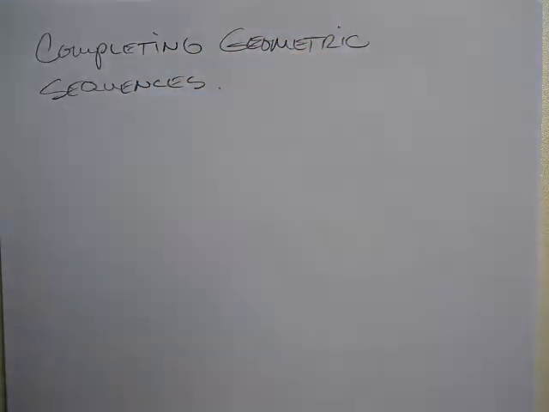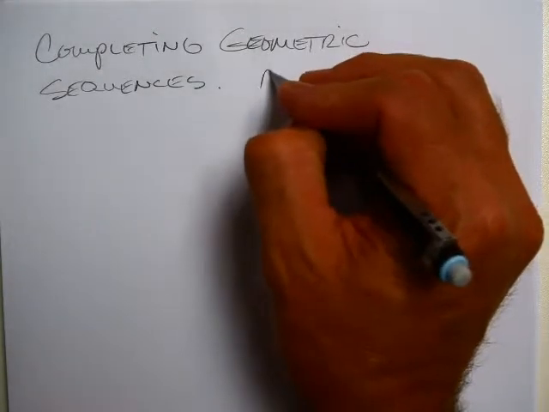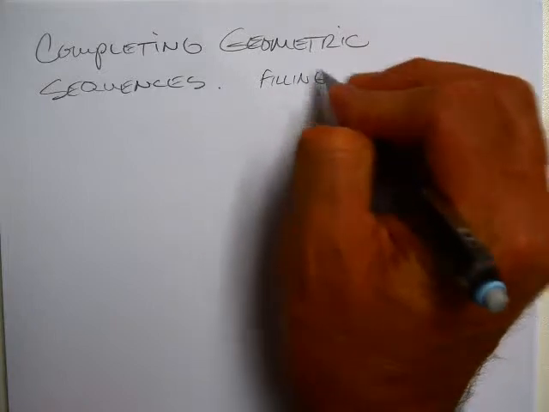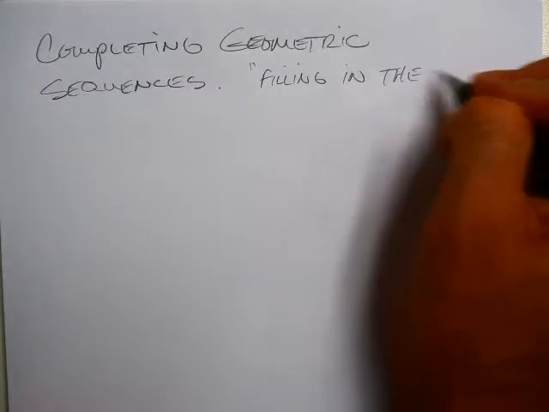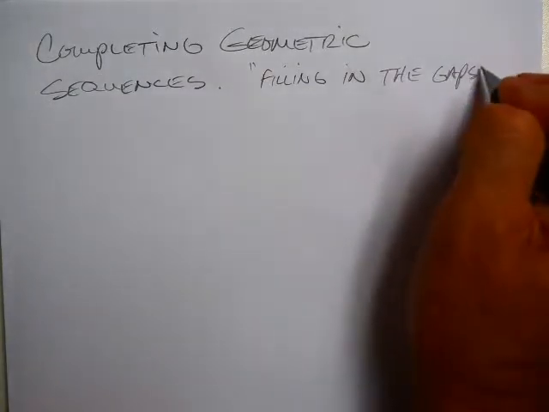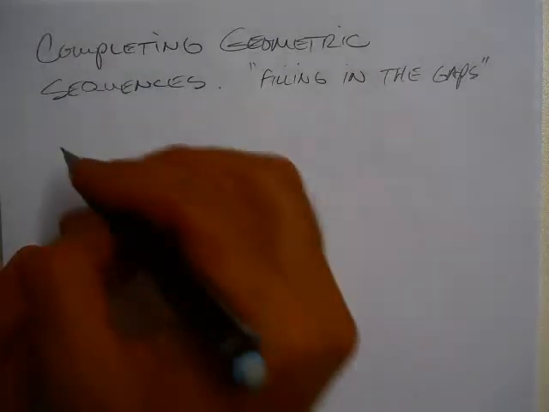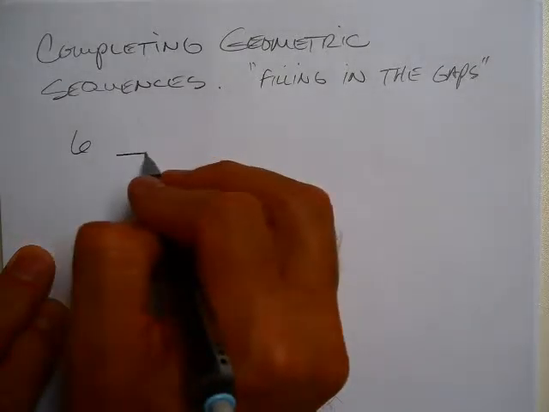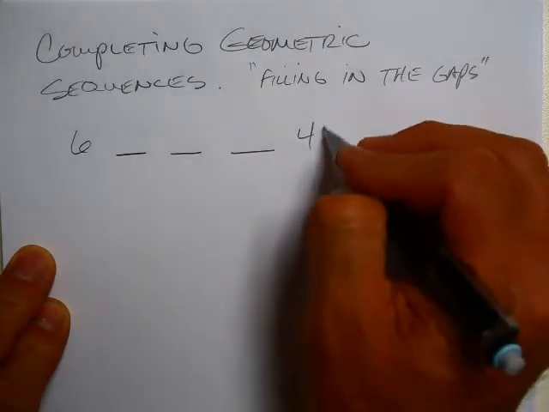Completing geometric sequences. This is filling in the gaps, just like we've been doing with the arithmetic. We're filling in the gaps. Let's say I give you a problem that looks like this: 6, space, space, space, 486.